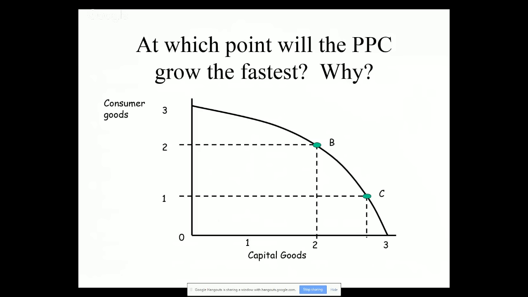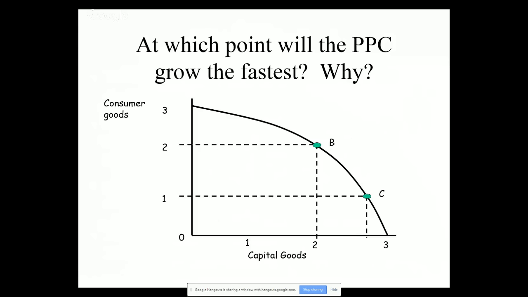What causes the curve to shift to the right? Land, labor, capital, and entrepreneurship and technology. So if we are producing one of the things that makes the curve shift to the right, the more we produce of that thing, the faster we will shift to the right. So at point C, we are producing more capital goods, which makes the curve shift to the right. Therefore, we will shift to the right or grow faster.